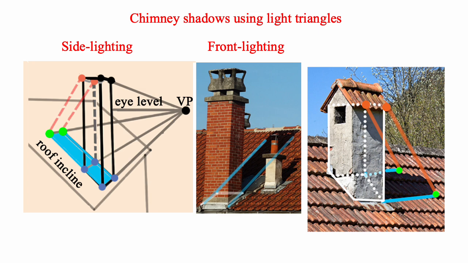With chimney shadows, we can usually just use light triangles, as I did here, especially if the shadow is parallel to the roof incline. This one is front lighting, and the only difference is that you have to find the back of the chimney here. But not all shadows follow the roof incline. For example, this one does not.